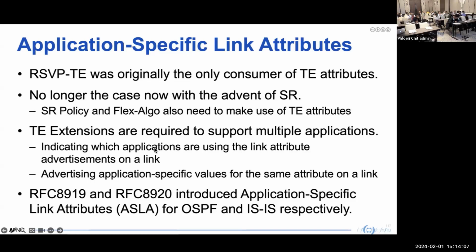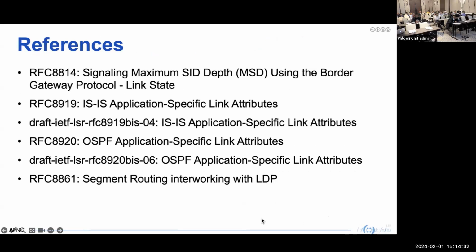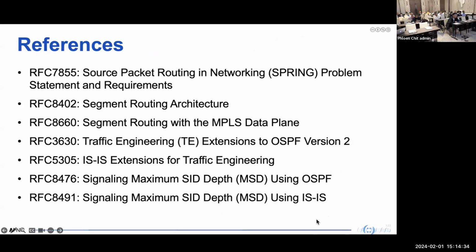As a result of this requirement, RFC 8919 and RFC 8920 introduced the application-specific link attributes, or ASLA, for OSPF and ISIS respectively. By the way, for all the RFCs that I mentioned along the way of the presentation, I listed them in the references here at the last part of the presentation. So if you would like to read more about the RFCs, actually all are listed here.